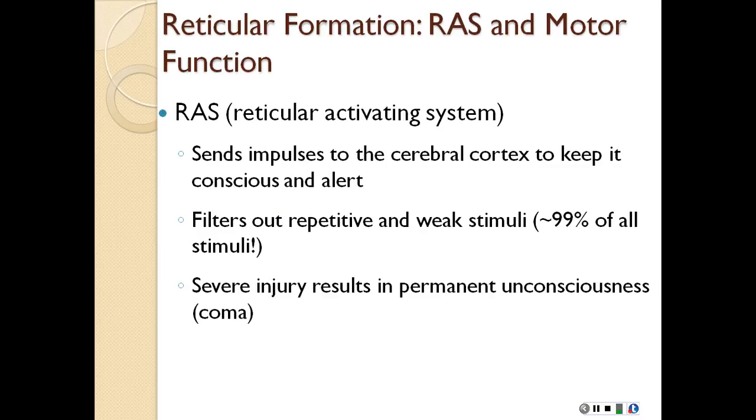Something else that's interesting here. So consciousness, awareness, alertness. So you have this part of the brain, these network areas of the brain sending impulses to the cerebral cortex to keep it conscious and alert. But it's able to what? Filter out repetitive and weak stimuli. Severe injury results in permanent unconsciousness.